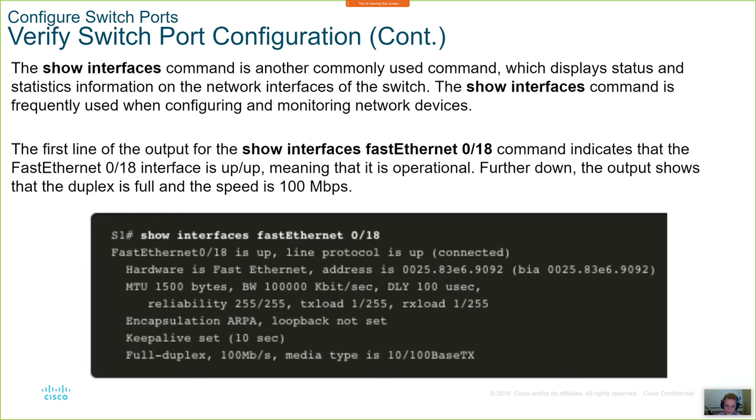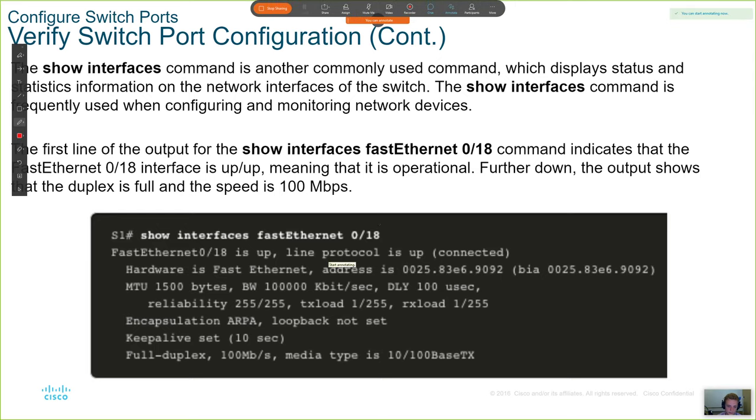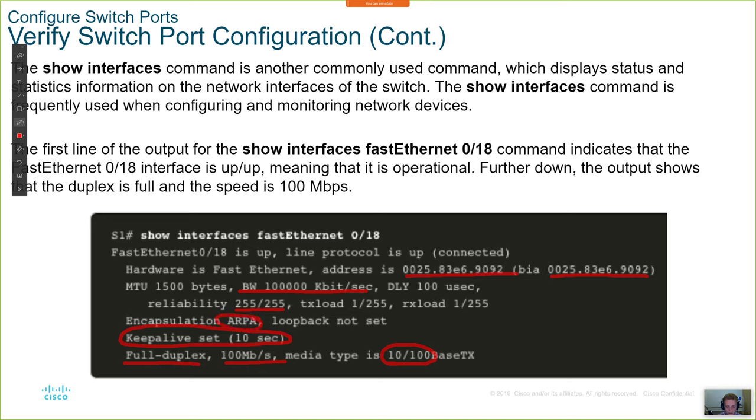If we want to show interfaces FastEthernet 0/18, we can see we have a keepalive set. We have full duplex, 100 megabit. The media type, so the switch itself can be either 10 or 100. We had 100. I don't think it says if it's negotiated or not. We can see our MAC address here, right? BIA stands for burned-in address. We can see our bandwidth, which is directly relatable to our speed. Reliability, and you'll hear more about these when we're talking about routing protocols. So what kind of encapsulation are we using and stuff like that.